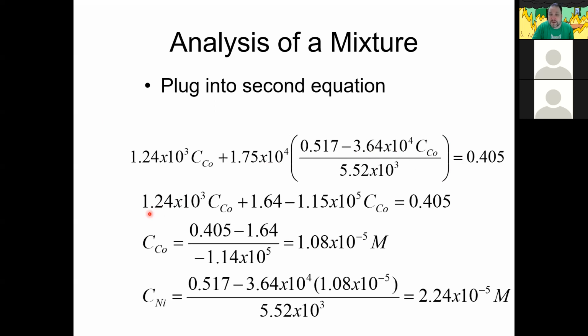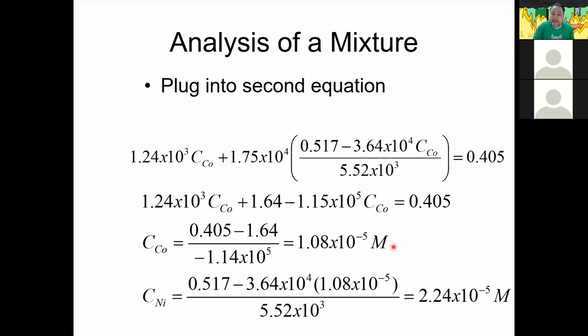So we get 1.24 times 10 to the third times the concentration of cobalt plus 1.64 minus 1.15 times 10 to the fifth times the concentration of cobalt is equal to 0.405. Move that on over. Divide. We end up with a concentration of cobalt is 0.405 minus 1.64 divided by negative 1.14 times 10 to the fifth, and that's going to be equal to 1.08 times 10 to the minus 5 molar.